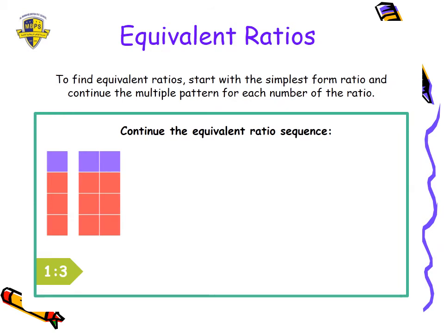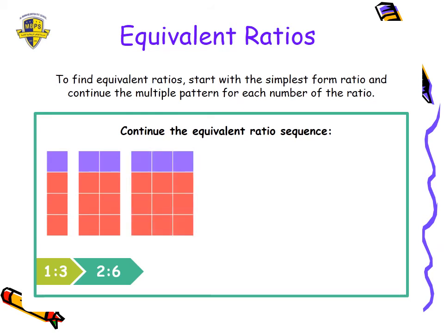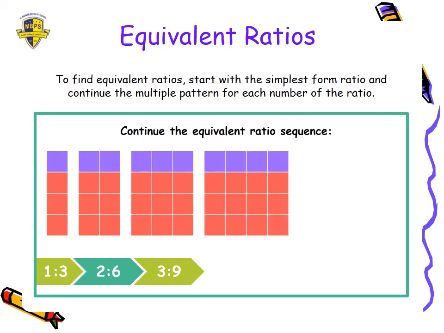See, I add one more column. In this column, I have 1 purple and 3 red. So the ratio here is 2 purples and 6 red. So the ratio 2 to 6 is equivalent to 1 to 3. If I add one more, this is now 3 purples and 9 red. This is also equivalent to 1 to 3. And here, if I have 4 columns, the ratio will be 4 to 12.